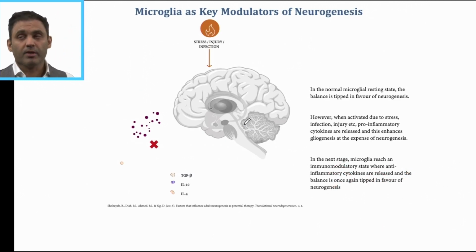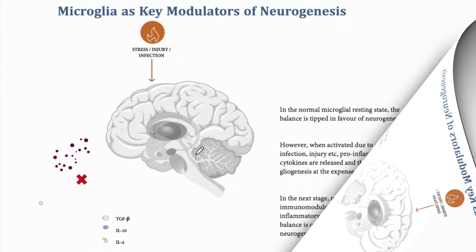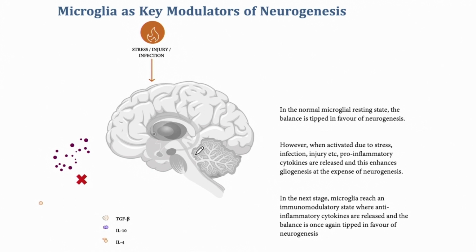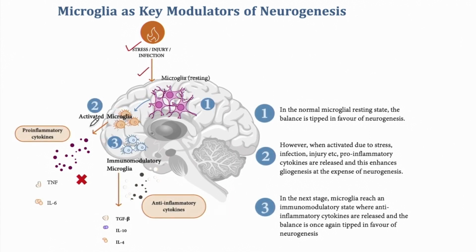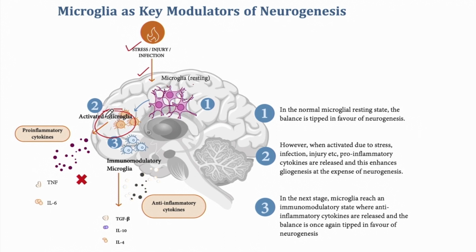And what's interesting here, from an inflammatory immune perspective, is that microglia act as key modulators of neurogenesis. Initially we thought about microglia predominantly as immune cells, but they play a very important role in neurogenesis as well. So we have stress or injury, and they activate the microglia. The microglia are resting here, then they'll be activated, right? And then they move towards an immunomodulatory phase. So you can see the release of cytokines, and the immunomodulatory microglia release anti-inflammatory cytokines. So there's this balance between inflammation and reducing inflammation.